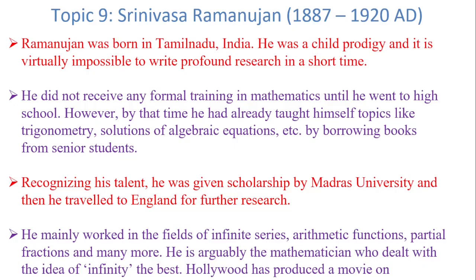So the most legendary mathematician of recent times, and probably one of the greatest mathematicians of all times, is Srinivas Ramanujan, who was born in Tamil Nadu. He was a child prodigy in the sense that he was as if born with the knowledge of mathematics, a natural bent of mind for mathematics.